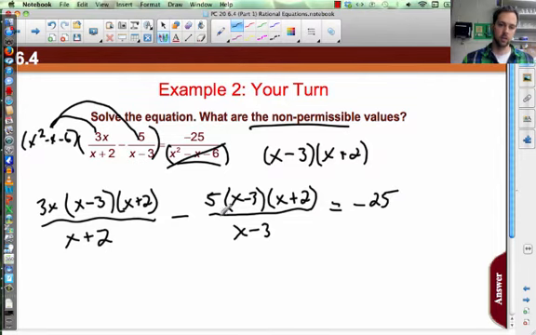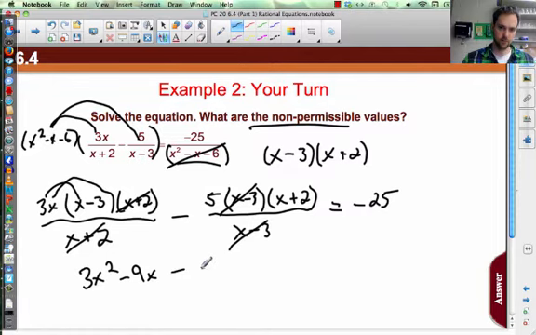And here your x minus 3's will cancel, here your x plus 2's will cancel, so we're left with 3x squared minus 9x, by distributing this in, and then subtracting 5x plus 10 by distributing that in, and that equals negative 25.